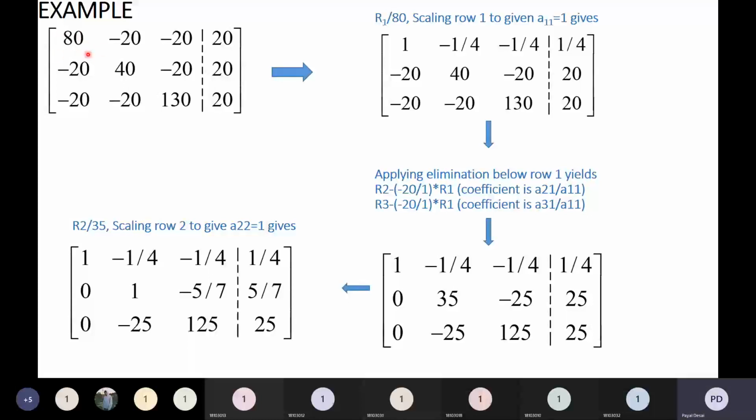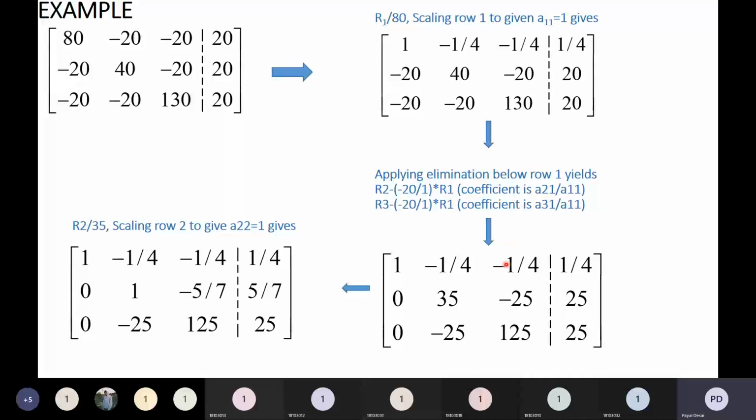The ultimate objective is that you can, one by one, start scaling your elements. So row 1 divided by 80 will scale the first element. We want to make the first element unity. The rest of the two rows will not change, but the first row will surely change when you are doing the scaling process. Then we apply elimination below row 1.